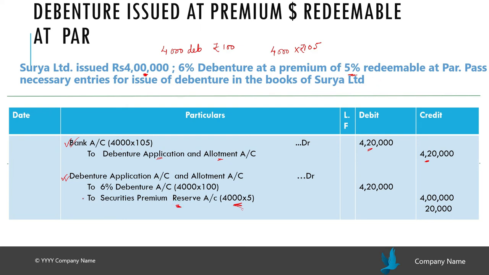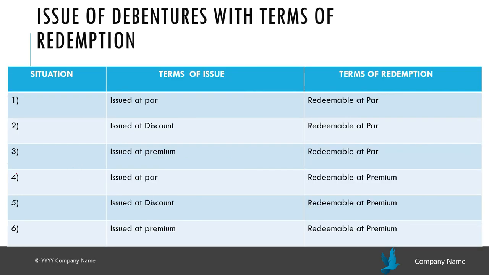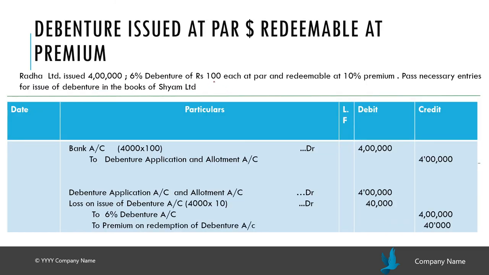So that will be credited because all incomes and gains should be credited. And the debenture account, you know, is always multiplied with the nominal value, that is 100 rupees. So 4,000 into 100, that is 4 lakh. Now let's do the fourth situation, that is issued at par and redeemed at premium. Here the company is going to issue the debenture at rupees 100 but will redeem at 10% premium, that is 110. It will be redeemed at 110.